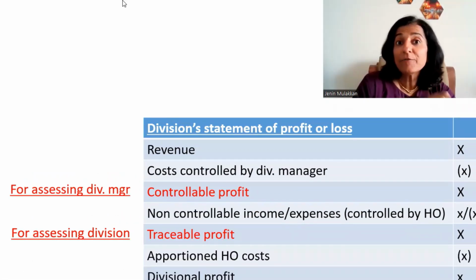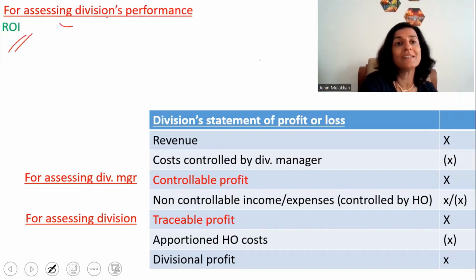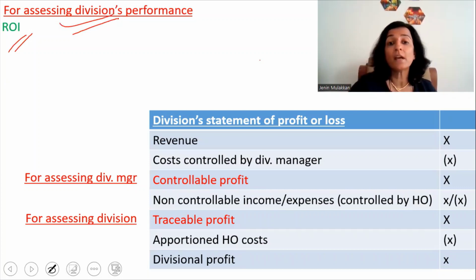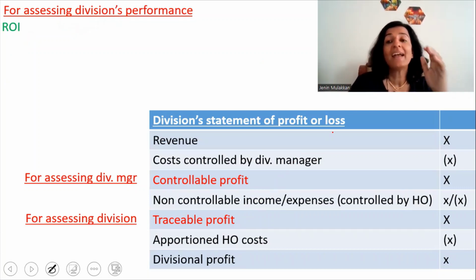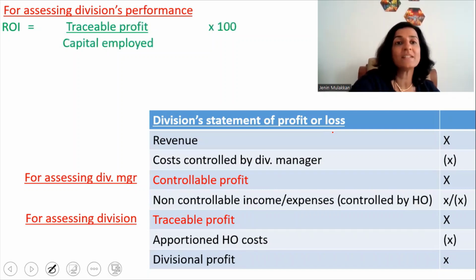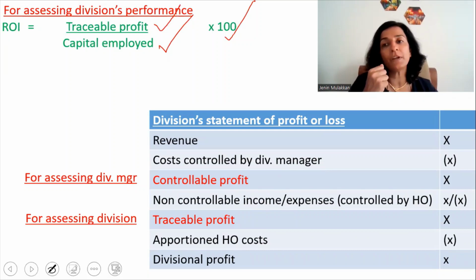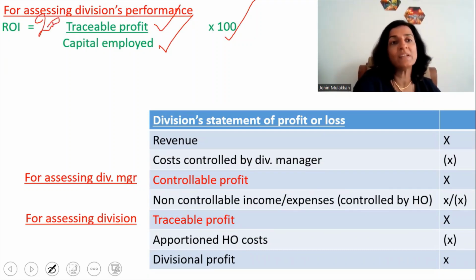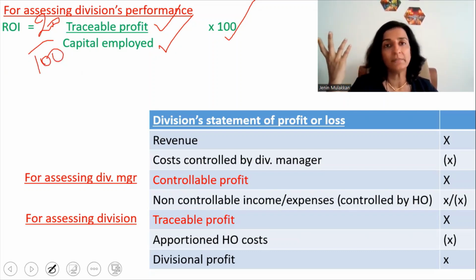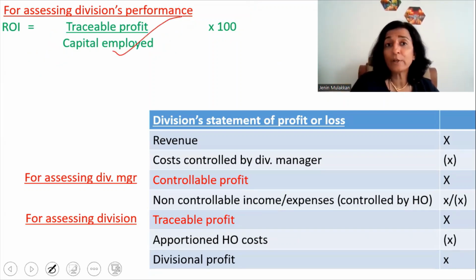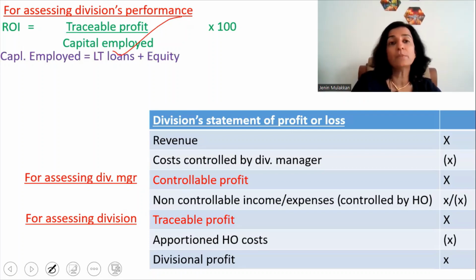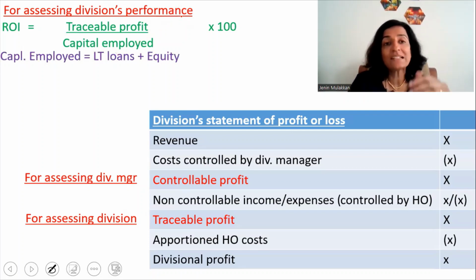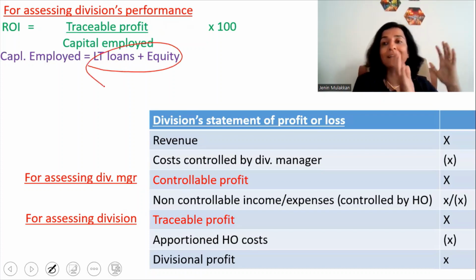Now let's learn the formula of return on investment. So ROI, I said for assessing the division's performance, what should we take? We should take the traceable profit. And return on investment is traceable profit divided by capital employed into 100. So what are we trying to find out? If the traceable profit is say 20 and the total capital employed is 100, then the return on investment is 20%. Now, what do you mean by capital employed? Capital employed, I already said that it is long-term loans plus the equity. Now, this long-term loans plus the equity is the liability side.